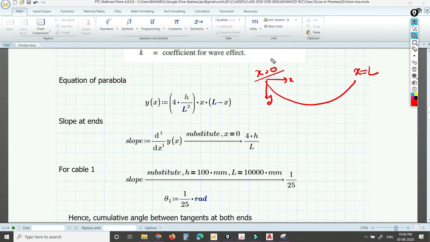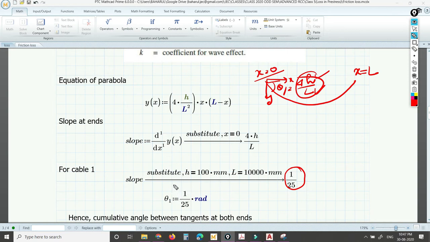So putting x is equal to 0, we can find out the slope theta 1 is equal to 4h by L. If you put the value of h as well as L for cable 1, you can find theta 1, which comes out to be 1 by 25. So theta 1 is equal to 1 by 25 radian.